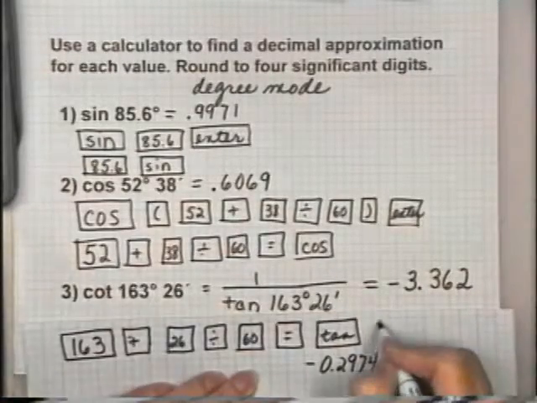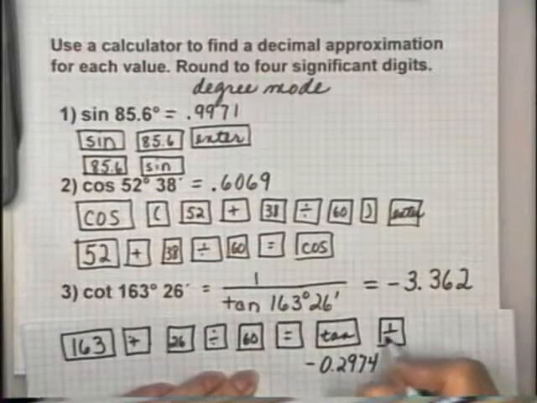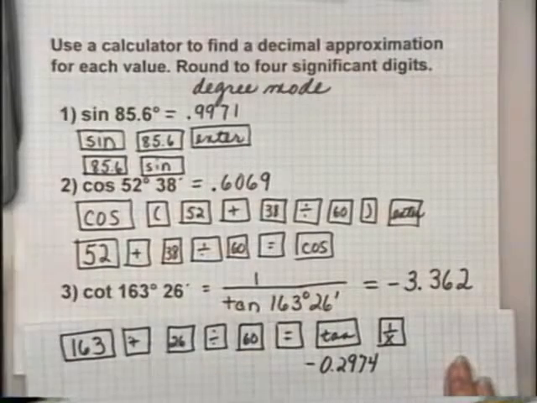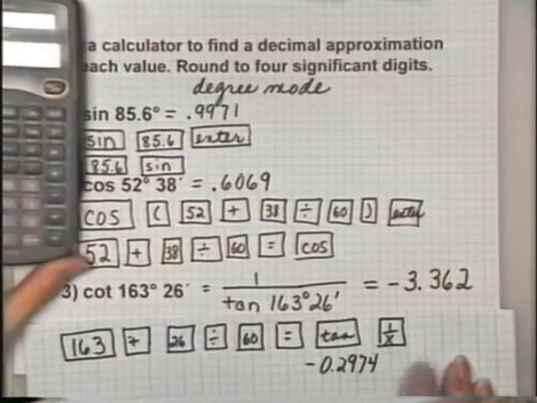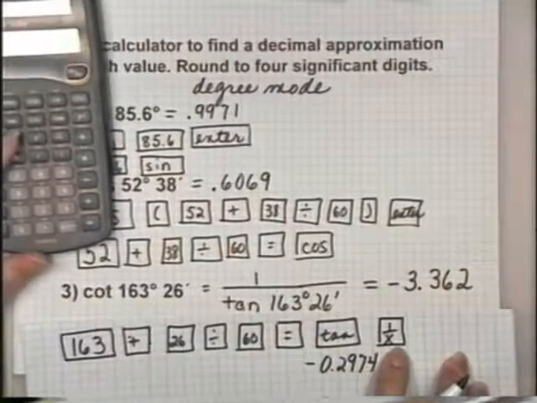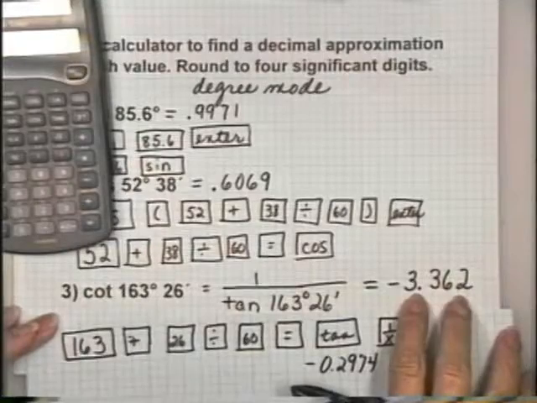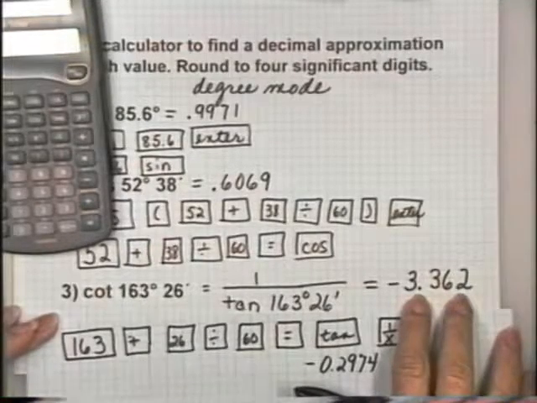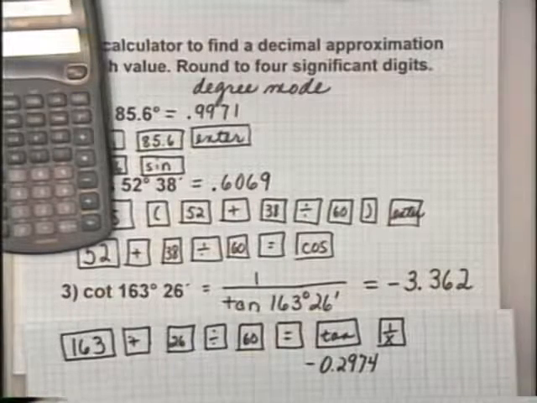And now we want the reciprocal of that. Now, on my calculator, the button is 1 over x. It could be x to the negative 1. Of course, those are the same thing. So all we need to do right here is hit that, and sure enough, rounded to 4 significant digits, you get negative 3.362.